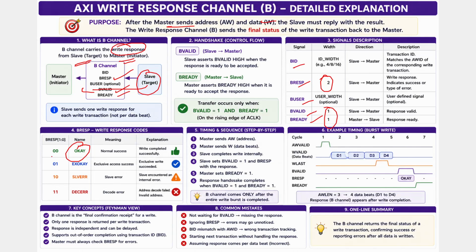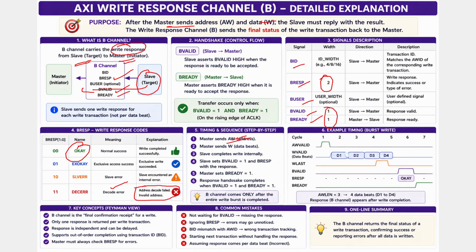And then decode error. Whatever address you are transferring, that address is not there, that means it does not match your slave. Okay, whatever transaction I'm sending, the address is placed first, right? Whatever slave we are having, if that address is not matching in that slave, then the slave is not matching. At that time, decode error will happen. Okay, and then timing and sequence.